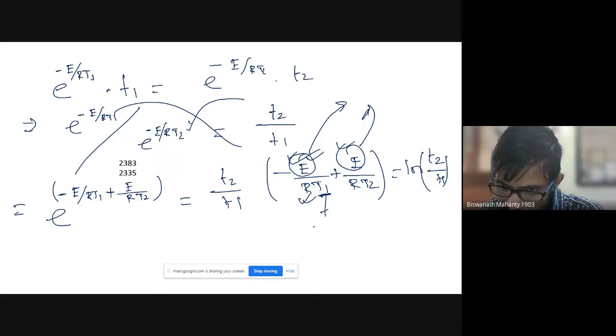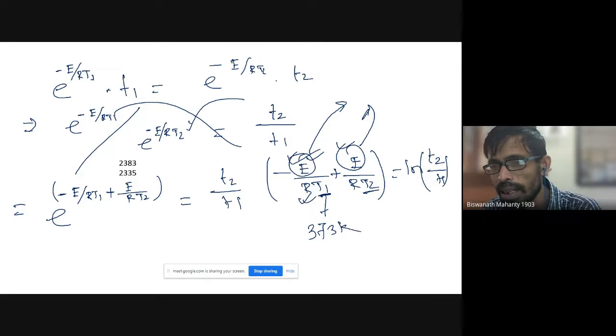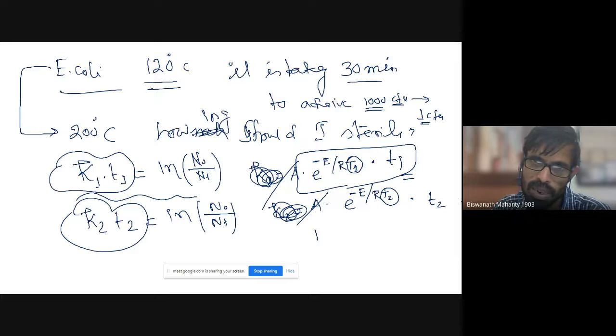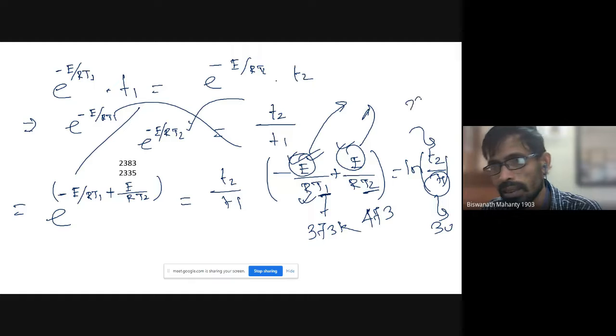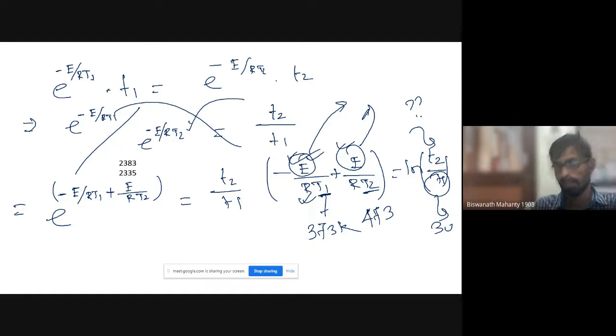Temperature 1 is 100 degrees, which means 373 Kelvin. The second temperature is 200 degrees centigrade, which means 200 plus 273. Time 1 is known. Some 30 minutes I told. You can just do it. How much time will it take? You can calculate. So basically, this calculation becomes a mathematical problem when I am going to learn about this.